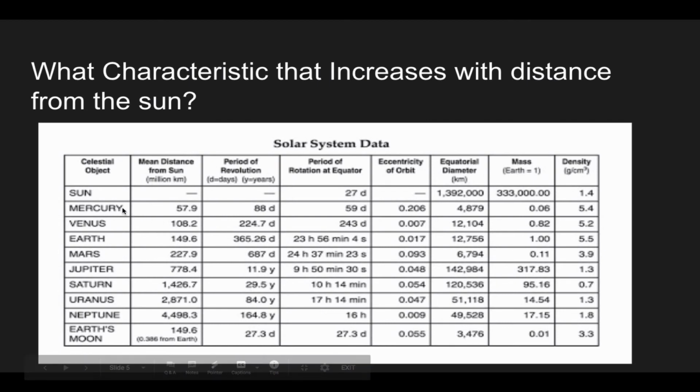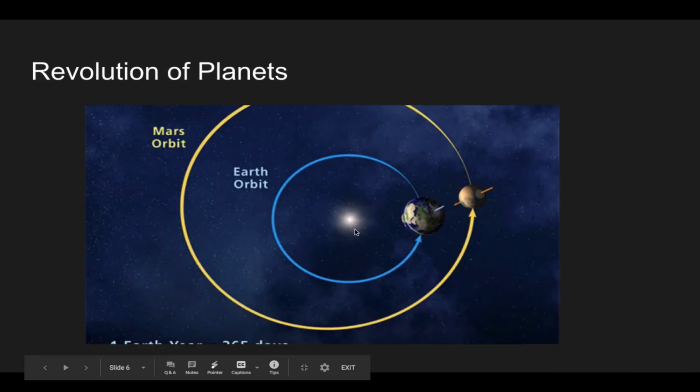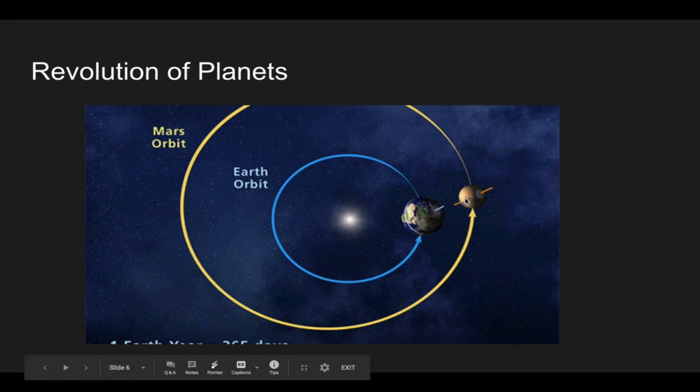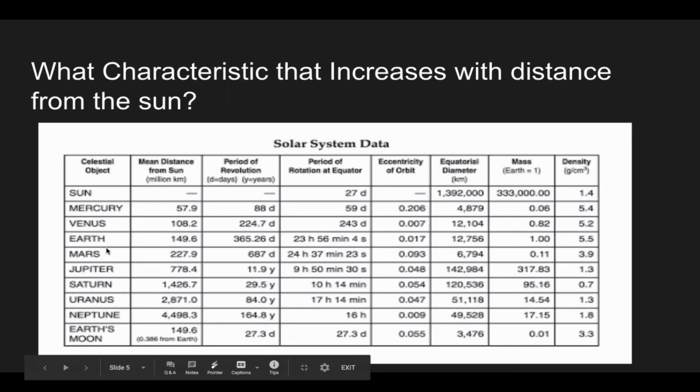We can see Mercury, which is the closest to the sun, has a period of revolution of 88 days. If we go all the way down to Neptune, which is the furthest planet from the sun, we see that it takes 164.8 years for Neptune to get around the sun one time. So as you get further from the sun, the period of revolution gets longer. This is an image showing you Earth and Mars, and as you can see, the circle, the path, the orbit that Mars takes around the sun is much bigger than the path that Earth takes because, well, Mars is further from the sun.